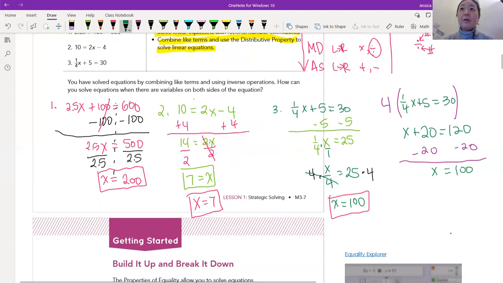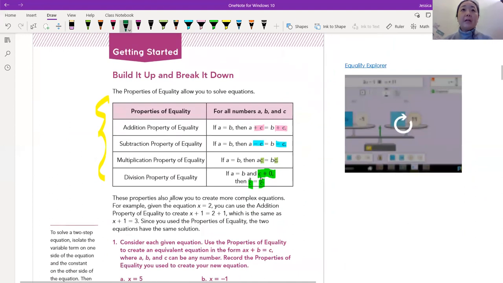Okie dokie. So we are now on to the next stuff. If you notice right here, these are all the properties that we were just using, because did you know these all have names? It's a property of equality, right? This is how we stay equal, peoples. So it's the addition property of equality.